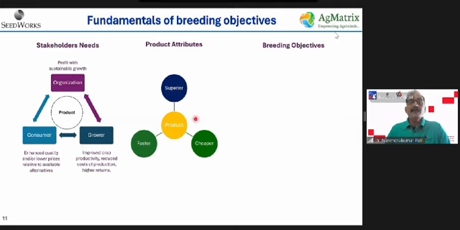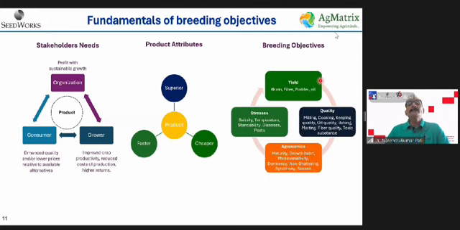It has to be cheaper compared to the competition, and it has to be delivered fast so that you can take the competitive edge advantage in the future. So these are the three aspects related to the product: the product has to be superior, cheaper, faster so that it could meet all the needs of the stakeholder. And by considering all of that, you have to be focused and define the breeding objective.